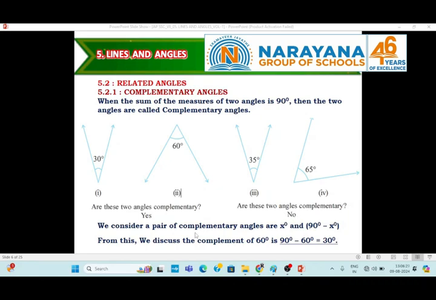We consider a pair of complementary angles as x degrees and 90 degrees minus x degrees. From this, the complement of 60 is 90 minus 60, that is 30 degrees. So the complement of 60 is 30, and the complement of 30 is 60. Why? Because the complement of x is 90 minus x, and the complement of 90 minus x is x. So whenever you are asked about a complement, we should subtract the given value from 90 so that we will get the result.